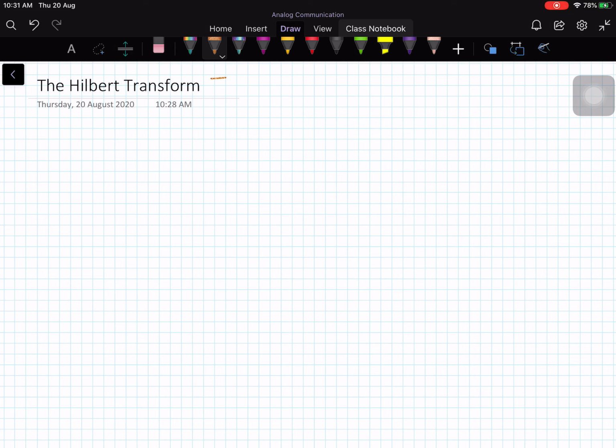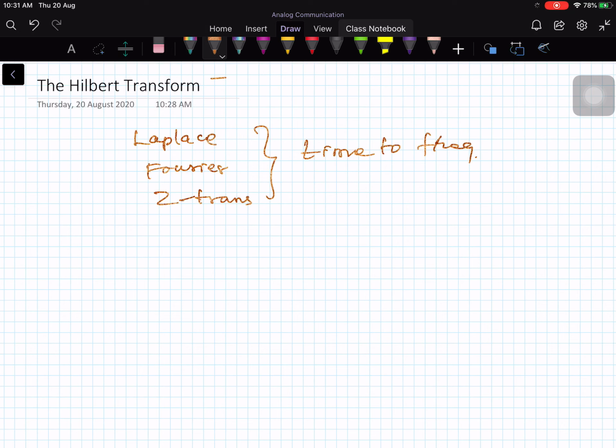In this lecture, I am going to talk about the Hilbert transform. If you recall from your signals and systems course, you have learnt various transform techniques like the Laplace transform, the Fourier transform, and the Z transform, right? Generally, we transform from time domain to frequency domain. But in the Hilbert transform, it is not so. We are transforming from time domain to another time domain signal. That is the Hilbert transform.